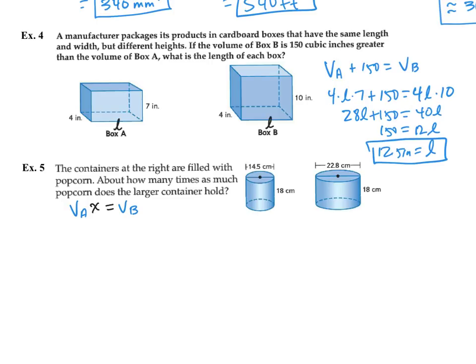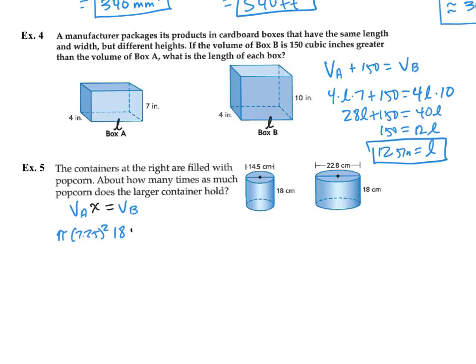The volume of box A would be the area of its base times its height. This 14.5 is the diameter, so that means our radius would be 7.25. So the volume of box A would be, let's see, the area of the base would be pi times its radius, 7.25 squared, so that's the area of the base, times the height of 18, times x, let me change the color so that's a little bit more obvious.